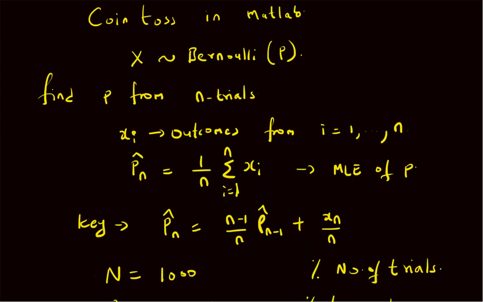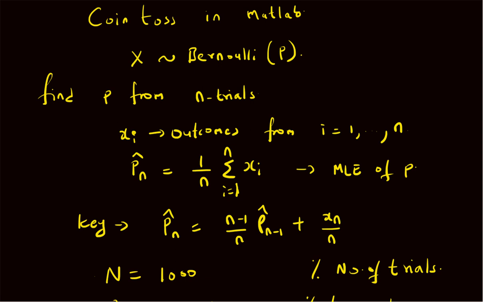So to summarize, in this video we have looked at a simulation of the coin toss experiment in MATLAB. That is, we have a random variable x that follows a Bernoulli distribution with probability parameter p, and our goal is to find the value of p from observations. So we assume that x_i are the outcomes from these observations, the realizations of the random variable x, for i equal to 1 to n. So we have n observations.